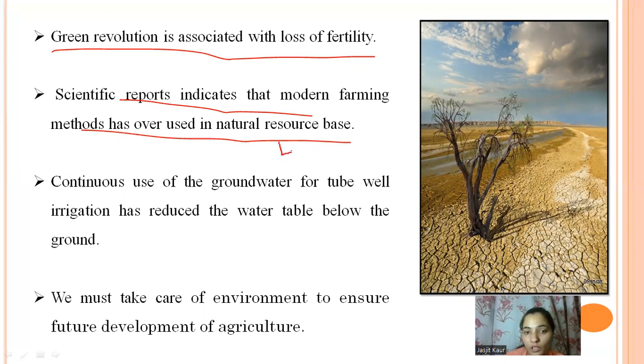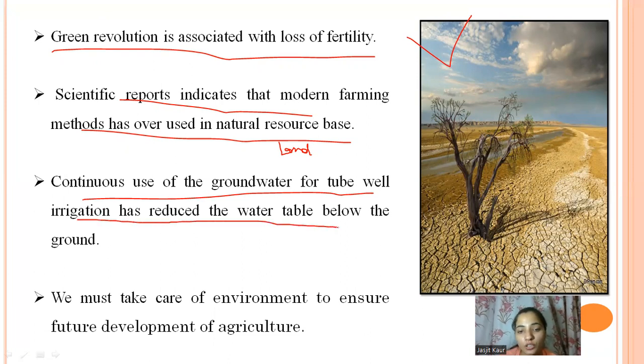Like the land, which is a natural resource, many scientific reports indicate that these modern farming methods have been overused on the natural resource base. Modern farming methods like the use of HYV seeds, chemical fertilizers, and the excessive use of machinery in those areas. All these things have impacted the natural resource, that is land, and it will be further converted into this type. Okay.